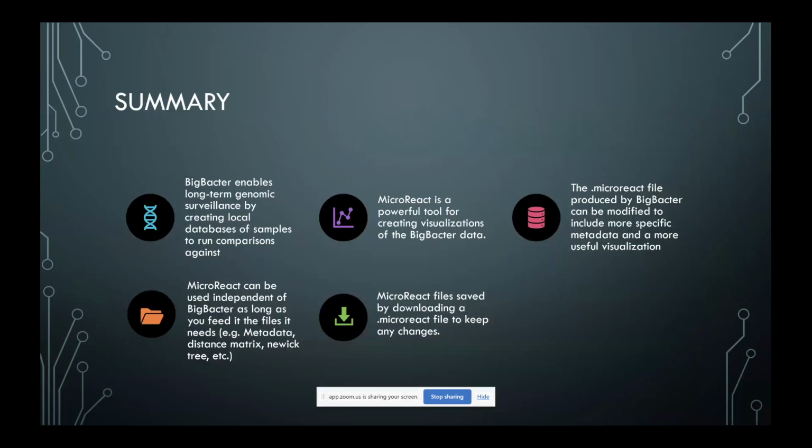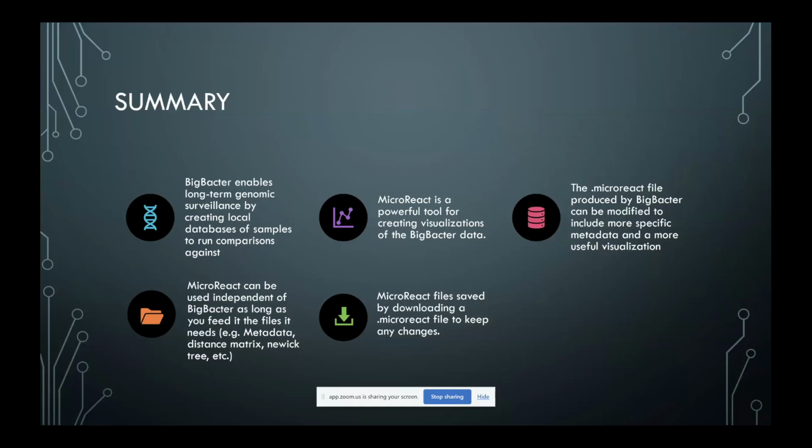So in summary, BigBacter enables long-term genomic surveillance by creating local databases of samples to run comparisons against in the future. MicroReact is a powerful tool which can create visualizations of the BigBacter data, and the .microreact file produced by BigBacter can and I think should be modified to include more specific metadata for a more useful visualization. MicroReact can also be used independently of BigBacter as long as you feed it the files it needs, so metadata, distance matrices, Newick trees, etc.